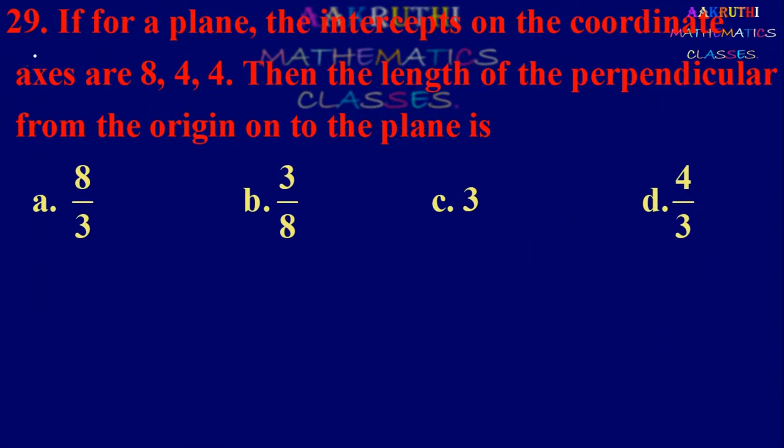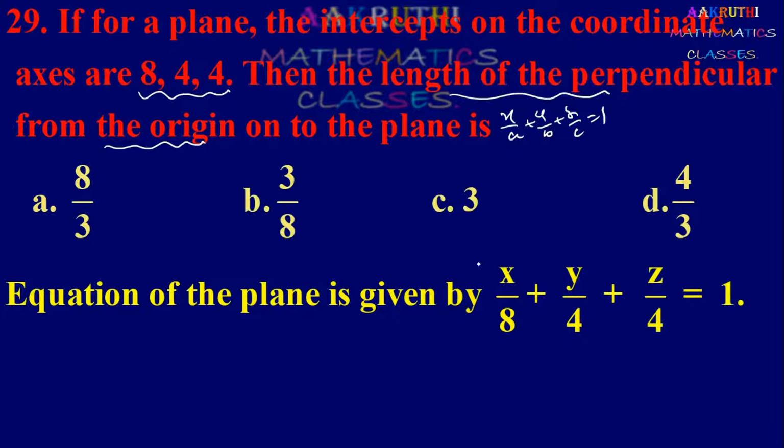So next, question number 29. If for a plane the intercepts on the coordinate axes are 8, 4, 4, then the length of the perpendicular from the origin to the plane is. So first we have to find the equation of the plane whose intercepts are 8, 4, 4, and the equation of the plane is x by a plus y by b plus z by c equal to 1. Then to find the length of the perpendicular from the origin, directly we can use a formula.